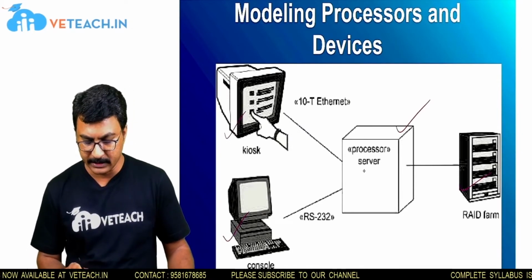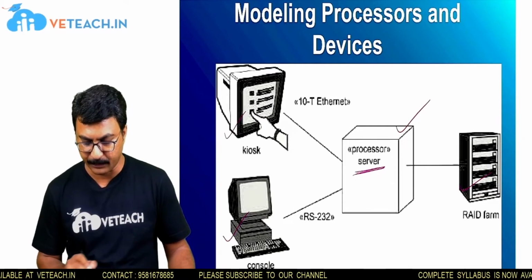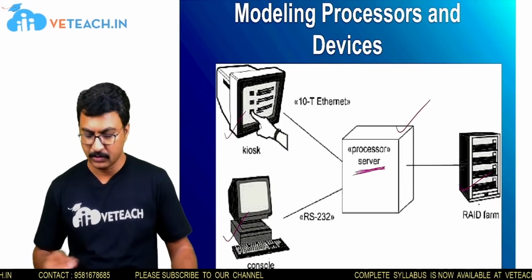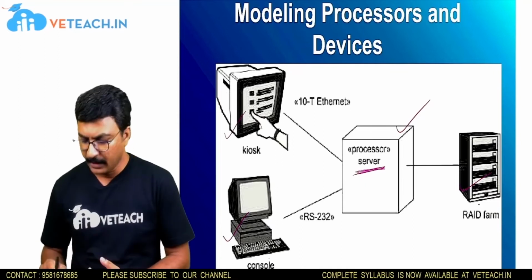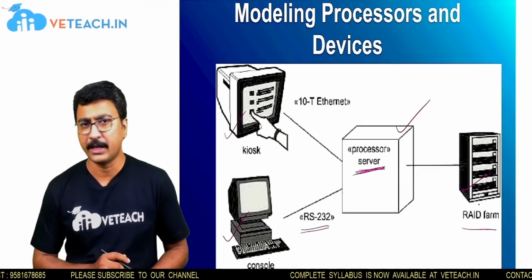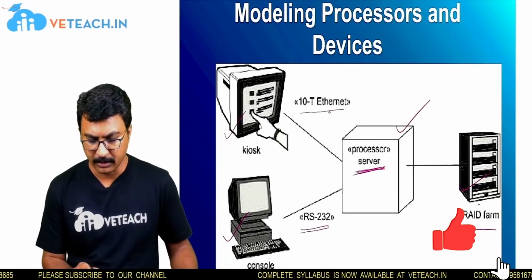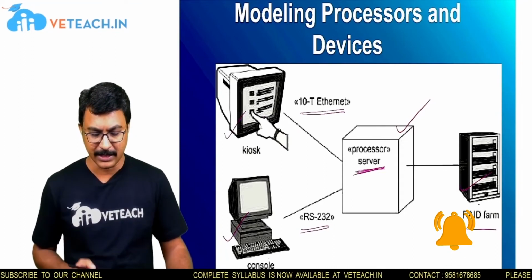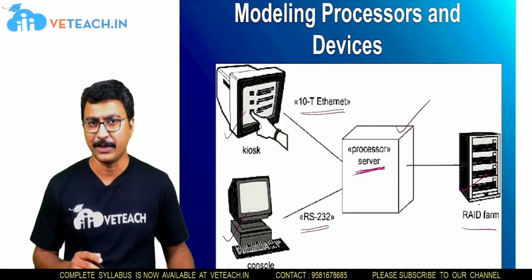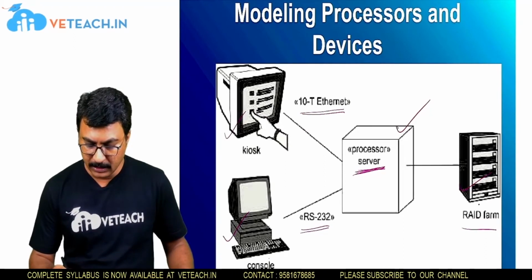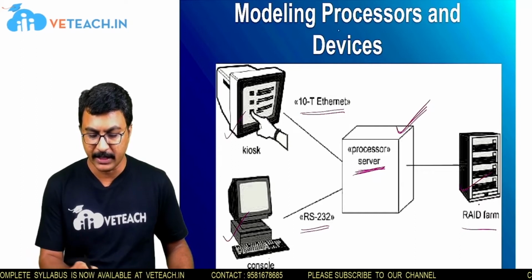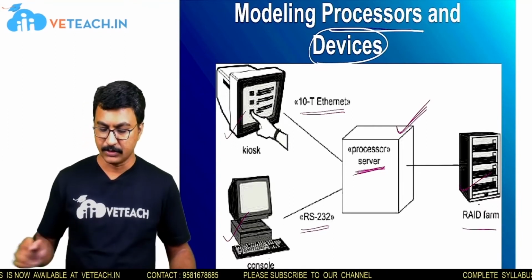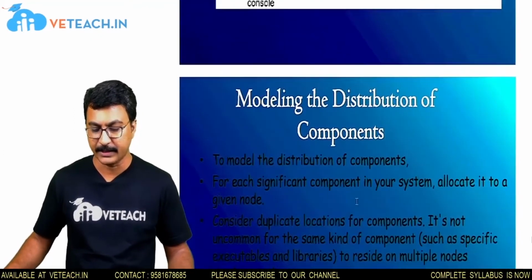The central node is a processor. We have specifically said that this is a processor named server, and all others are clients. There is a kiosk, there is a console, there is a RAID farm where the data all gets stored. A RAID farm and a console are connected by RS-232, a simple network connection, and an Ethernet connection. In any way, the connections shown are the standard lines, and the nodes shown here are playing their own roles. So the internal one, the server, can be treated as a processor, and the devices are kiosk, console, and RAID farm. All those can be treated as devices.